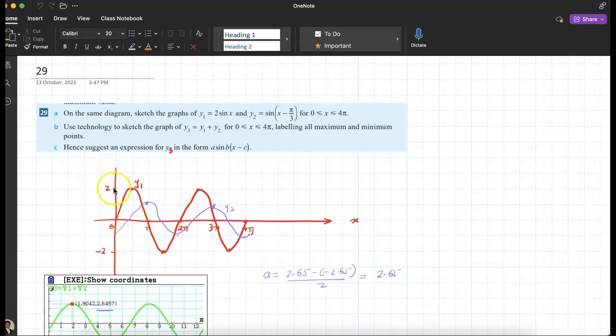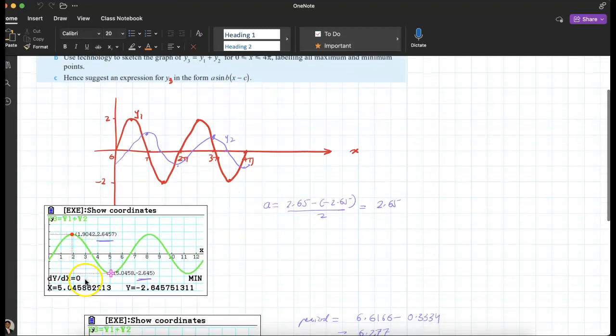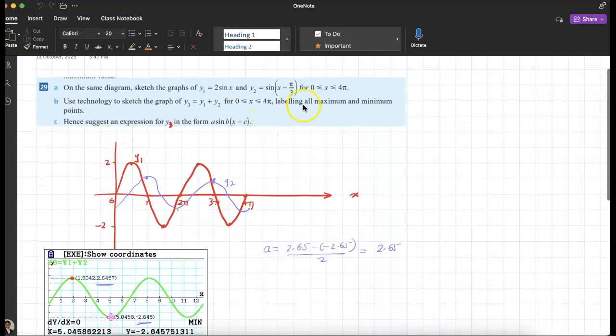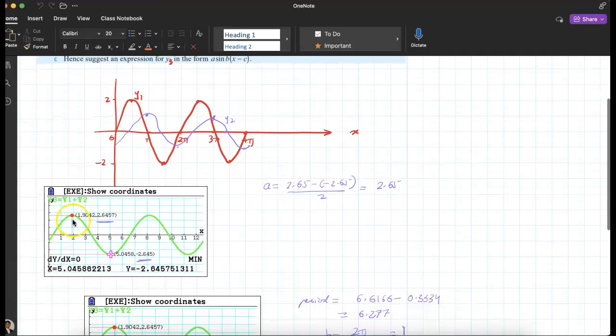Now, use technology to graph y3 is equal to y1 plus y2 for the same domain. So this is what you shifted, you graph that. This is what your calculator looks like, your y1 plus y2. Labeling the max and min: you label the max, you find the max, min, max, min. Also get the intersections if you're copying this. So plot the intersections also, max, min, and then you join them.